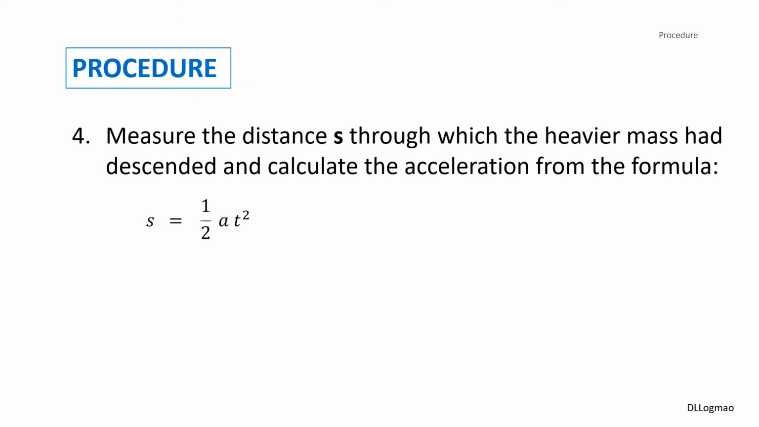Distance S is equal to 1/2 of the acceleration times the square of time, or the acceleration is equal to 2 times the distance S divided by the square of time. This is the first equation in finding the acceleration in this experiment.